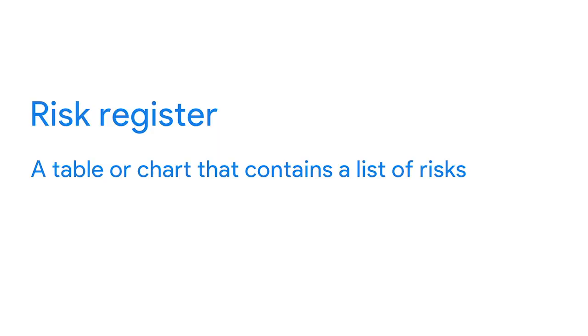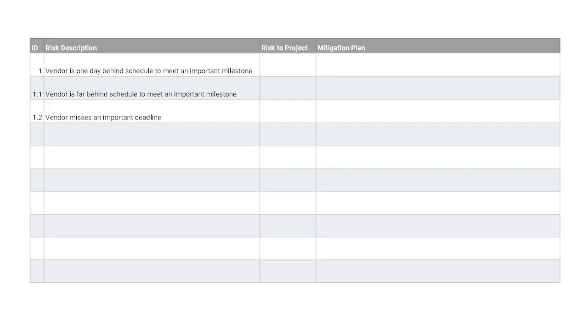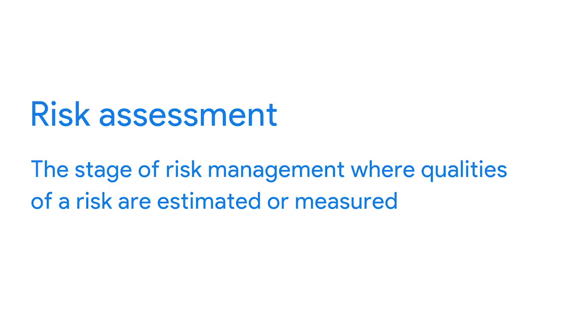List the outcomes from the brainstorm in a risk register. A risk register is a table or chart that contains your list of risks. Next, you'll adopt a risk assessment technique. Risk assessment is the stage of risk management where qualities of a risk are estimated or measured. By qualities, we're mainly referring to how likely the risk is to occur and its potential impact on a project. We'll come back to this point in a moment.